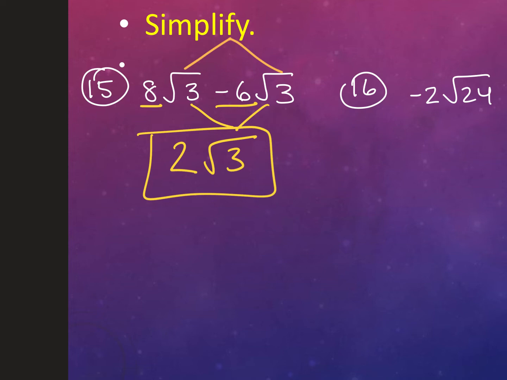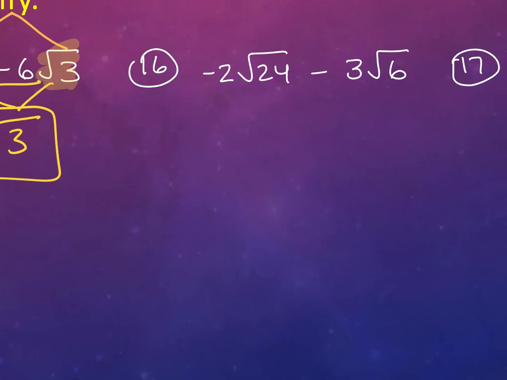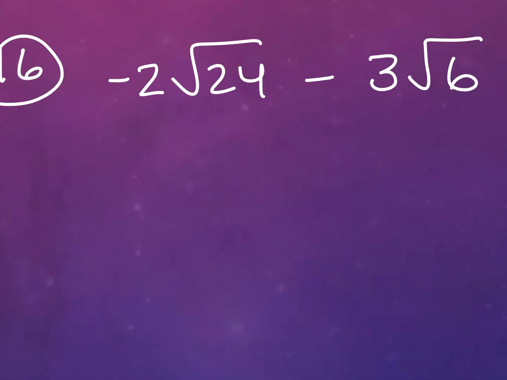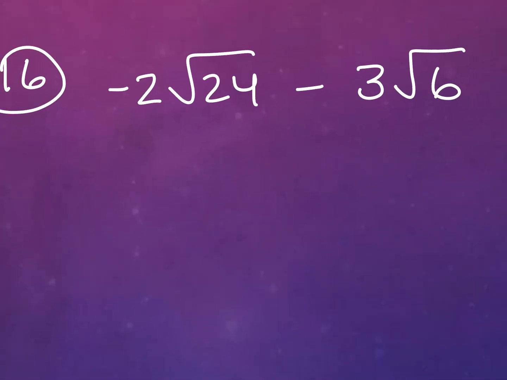So the radicals have to be the same in order to add or subtract. For number 16, they're not the same, but maybe we could simplify it to become the same thing. So looking at the first part, the square root of 24, can I break down 24? What are two factors of 24? 4 and 6. And what are two factors of 4? 2 and 2. And two factors of 6? 3 and 2.